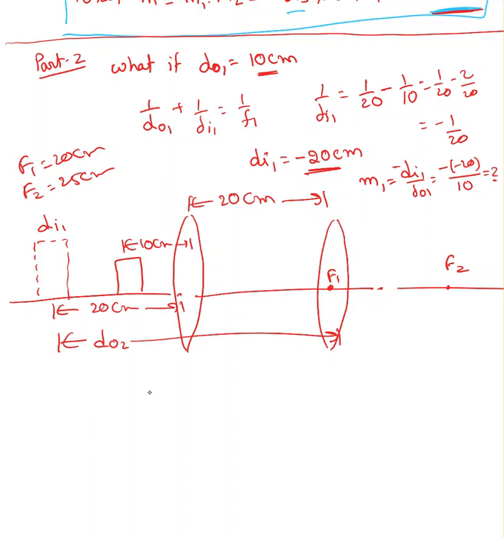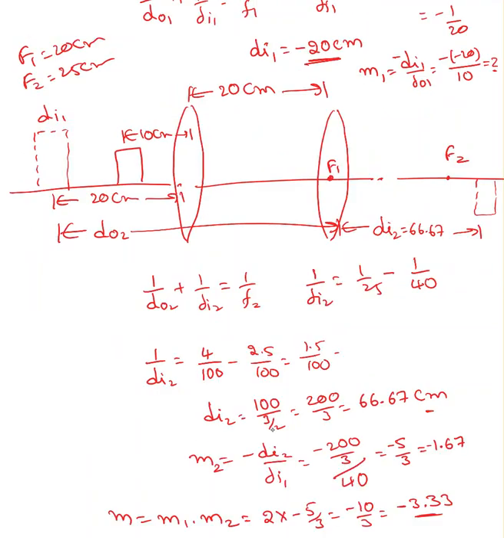Okay, so for the second lens, 1 over distance of object 2 plus 1 over distance of image 2 equals 1 over f2. So I end up with 1 over distance of image 2 as 1 over 25 minus 1 over 40 centimeters, since this is 20 and 20. So I found the distance of image 2 as 66.67 centimeters. If I have a positive number, that means the image is behind the lens.